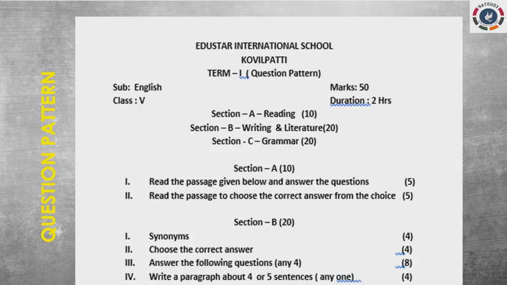In that reading comprehension, a passage will be given, and from that questions will be asked. You have to go through the passage and write the answers. So 2 Roman letters are there in that part, and each carries 5 marks. And section B is literature reader. So 4 synonyms I will ask, each one carries 1 mark, so totally 4 marks, and choose the correct answer.